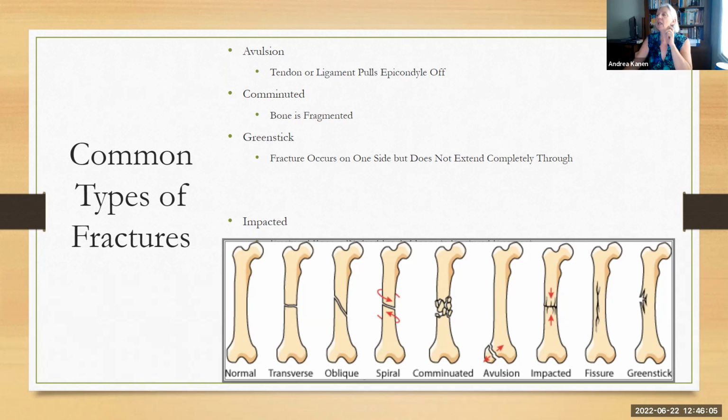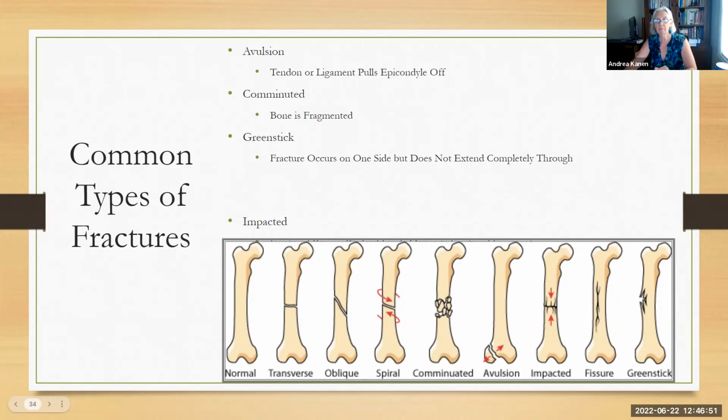Where's oblique? Oblique is that sort of sideways kind of angled break. Spiral. Okay, you're going to hear this in peds a lot. Babies with spiral fractures, 100% of the time, is from abuse. So it's from a twisting motion. And transverse, which is just breaks all the way through. Nice flat across the horizon break. All right. Green stick happens a lot in kids.